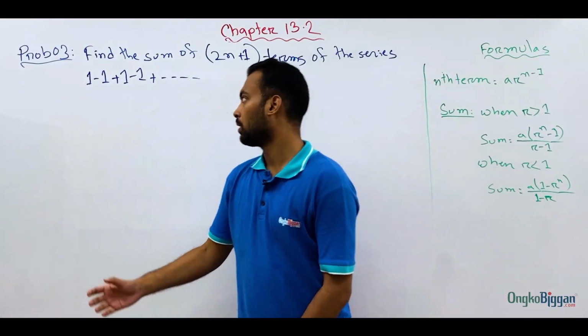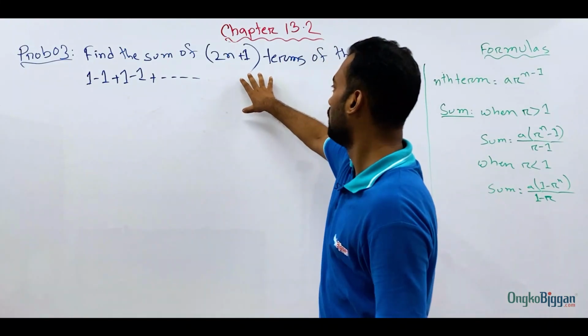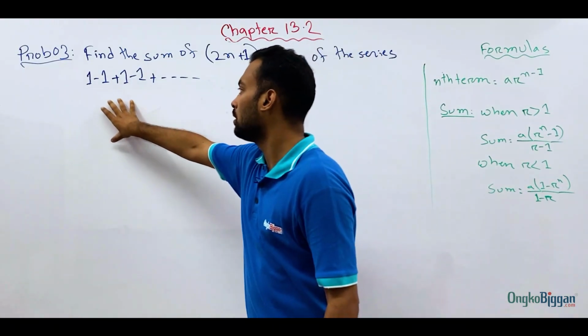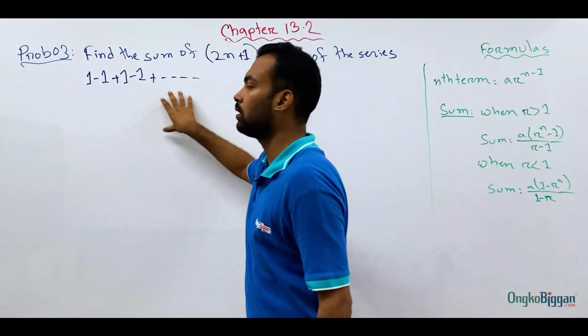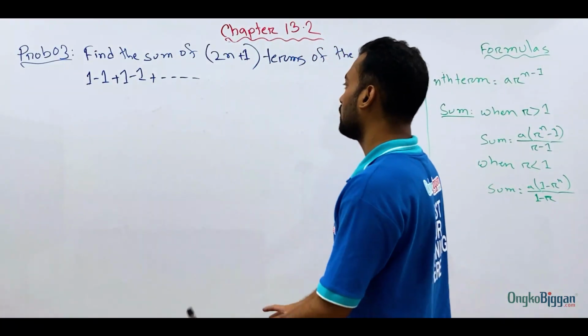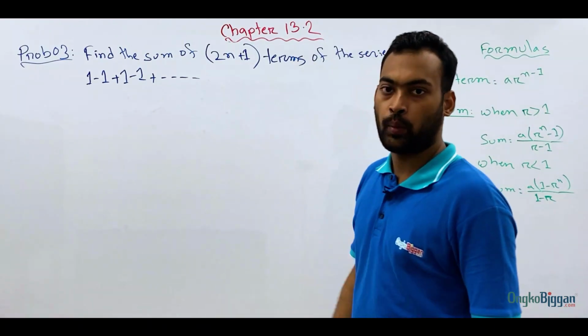Okay, so in this problem, we are asked to find the sum of 2n+1 terms of the series 1 minus 1 plus 1 minus 1. So this is how the series goes: plus 1 minus 1 plus 1 minus 1. This is how it goes, and we are given a certain number of terms, which is 2n+1.